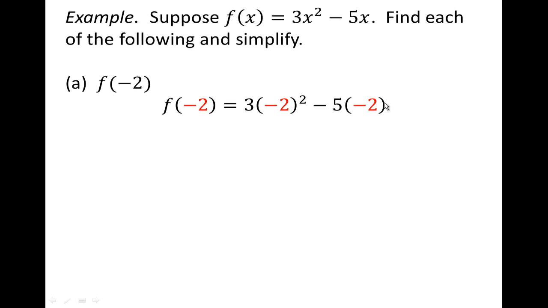And now we can do some simplification. Negative 2 squared is positive 4. 5 times negative 2 is negative 10, but if we subtract negative 10, that's the same as adding 10, and we end up with 22.